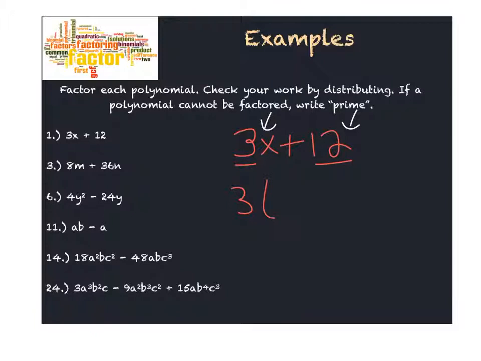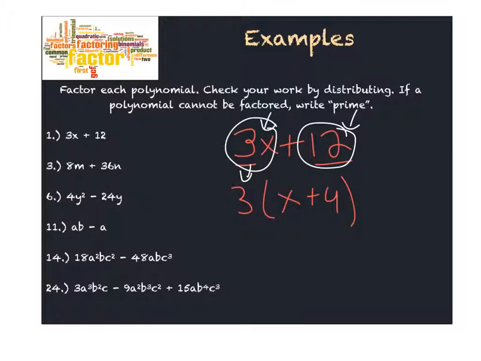Then we divide. What you're going to do is divide this first term by what you factored out, which is 3. And 3x divided by 3 is just x. The 3's would turn into a 1 and cancel out. And then you're going to divide this second term by what you factored out, which was 3. And 12 divided by 3 is 4. So that would be your final answer. And I challenge you to distribute this, and you'll see that you end up getting 3x plus 12.